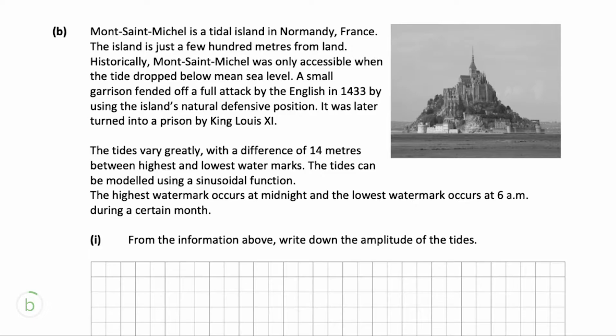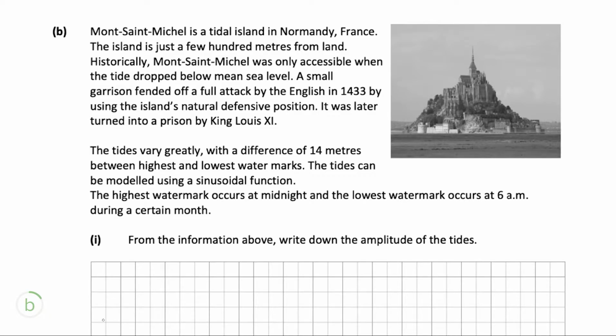The tides vary greatly, with a difference of 14 meters between highest and lowest watermarks. The tides can be modelled using a sinusoidal function. The highest watermark occurs at midnight and the lowest watermark occurs at 6 a.m. during a certain month. So the first question says, from the information above, write down the amplitude of the tides.